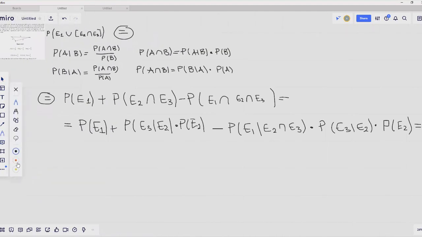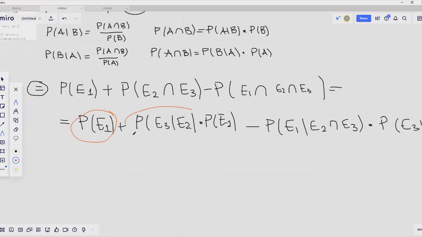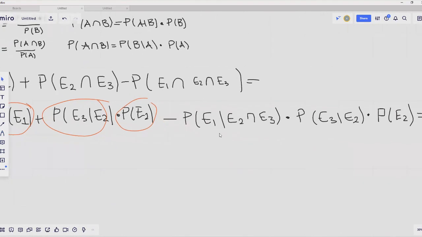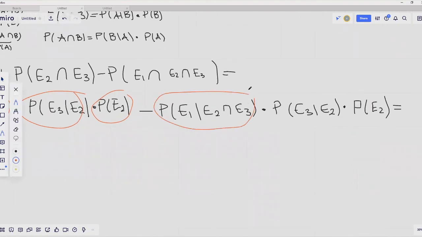Now, this is known. This is also known. This is also known. This here is also given. That is also known, and this is also known.